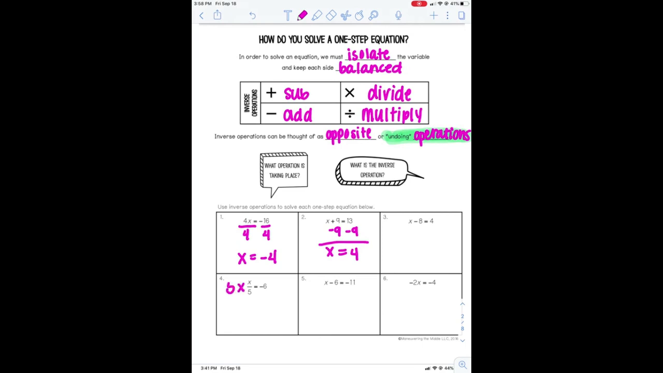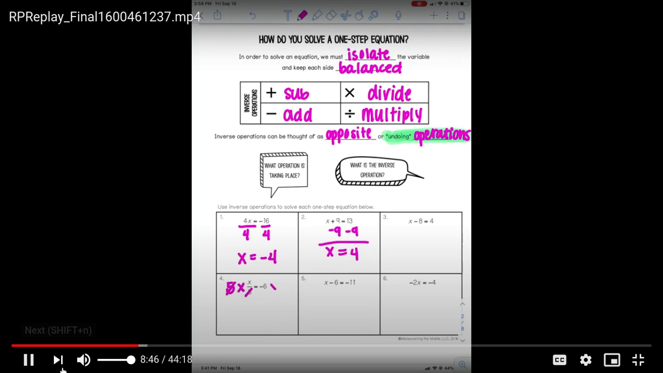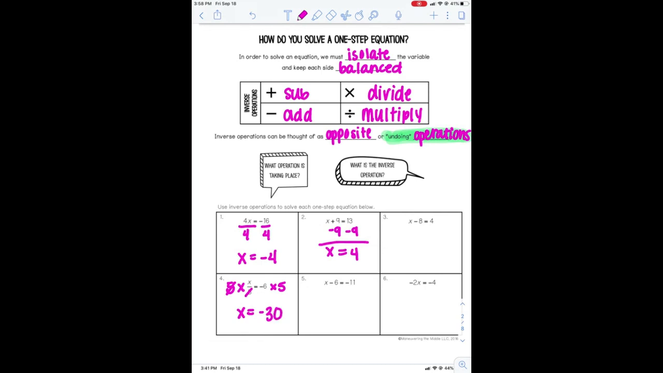So down here on number 4, I've got division. So I have x divided by 5. To undo division, I use multiplication. So I'm actually going to multiply each side by 5. These two 5s are going to cancel out and leave me with just an x. And then I'm going to come to the other side and do negative 6 times 5. So it's balanced. Remember, what you do to the left, you have to do to the right. And I'm going to get x equals negative 30.